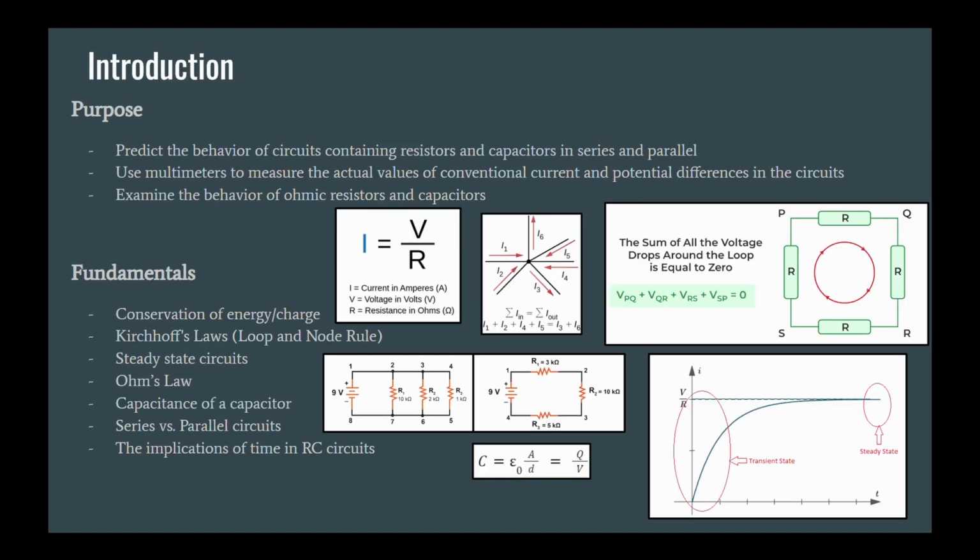In this lab, the purpose was to predict the behavior of circuits containing resistors and capacitors in series and parallel. We had to use multimeters to measure the actual values of conventional current and potential differences in the circuits, and we had to examine the behavior of ohmic resistors and capacitors.